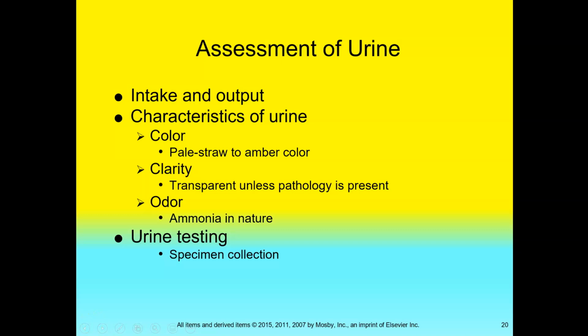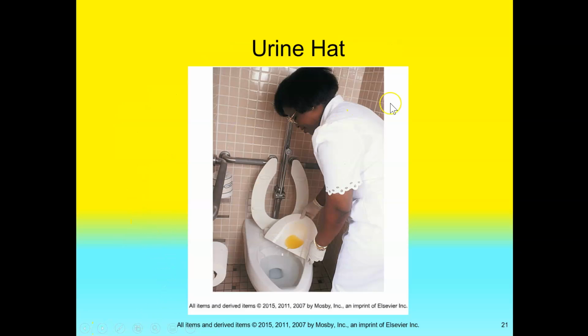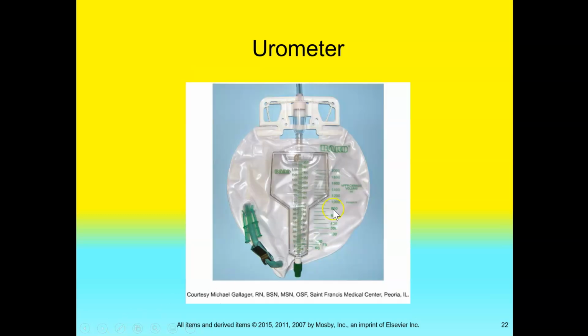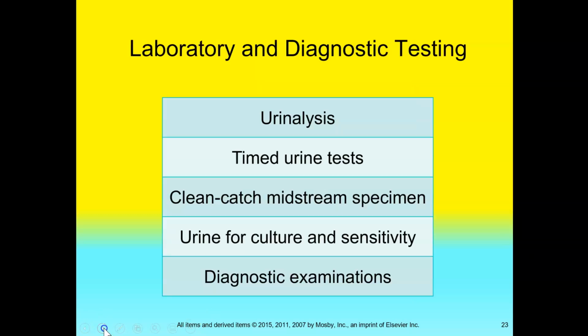All right, then you do the urine testing and you collect the specimen. Usually, you can collect in a urine hat if a person is able to get up and actually void. Or you may have to collect it via catheterization. You can empty it out of a urometer when you first put a catheter in, like a little Foley bag, but they call it a urometer. There are pictures of them, and I want you to take a look at that.